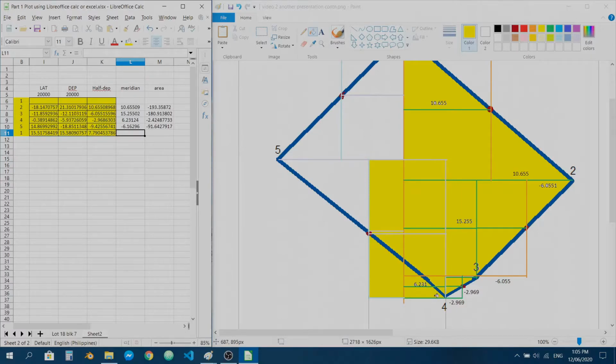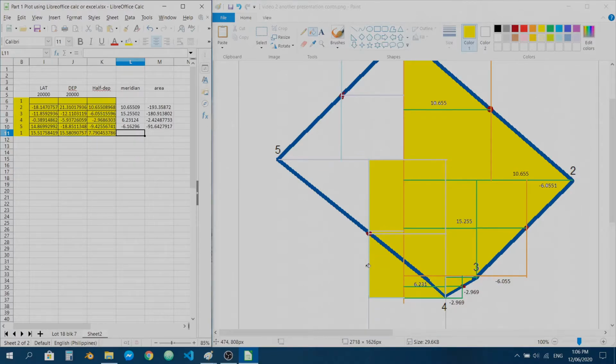area of 3 to 4, and then this portion when we computed for the area covered by the meridian 2 to 3. So you can see this portion represents this portion.